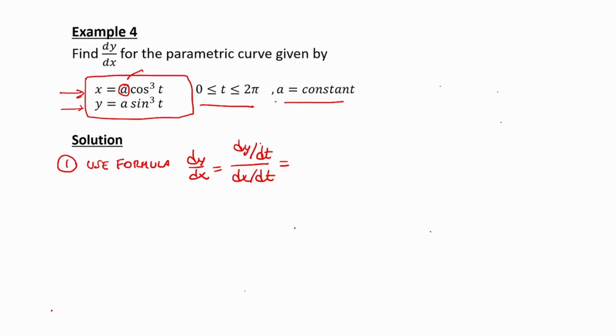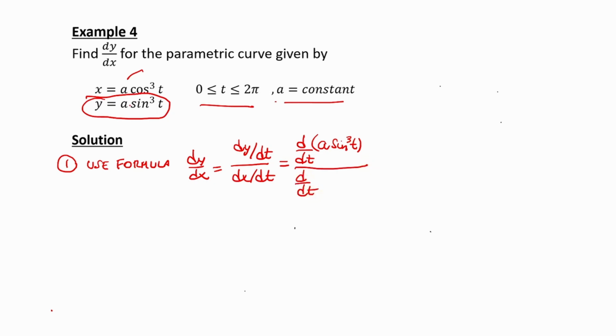So now, what is y? Y is here. This is the equation for y. Y is a sine cube of t. So we are going to take the derivative with respect to t of a sine cube of t. And on the denominator, it will be the derivative with respect to t of x of t, which is a cosine cube of t.